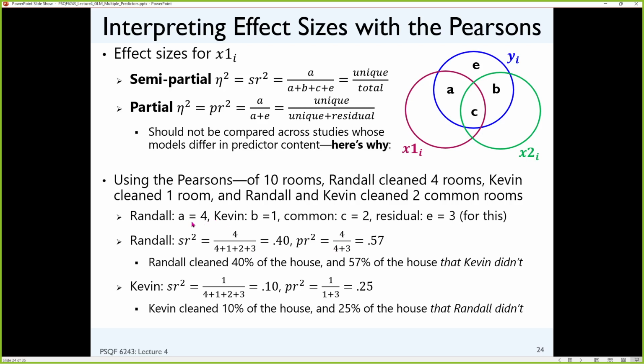So if we add this up, if Randall did 4, Kevin did 1, and they both did 2 together, then that is 7 out of 10 rooms that got cleaned. So the R squared for the model would be 0.7. Even though they both did it, we can only count the rooms once. We can't count them twice because they're not 2 different rooms. So the model cleaned 70% of the house. How much did Randall clean? 40%. How much did Kevin clean? 10%. The end. Whatever's left had to be a function of both of them.